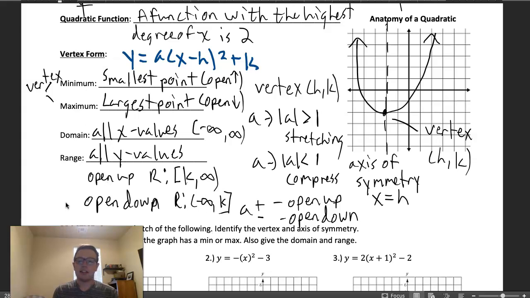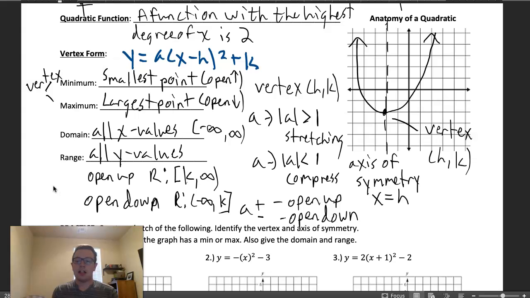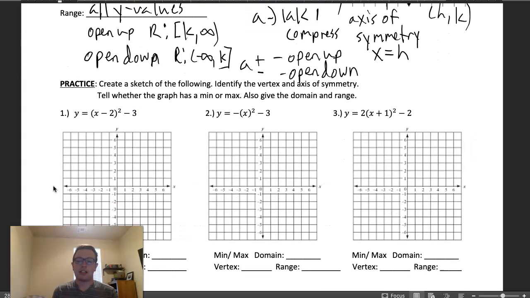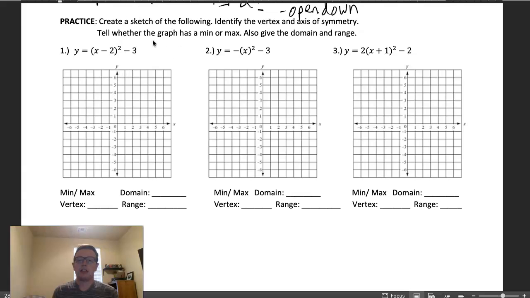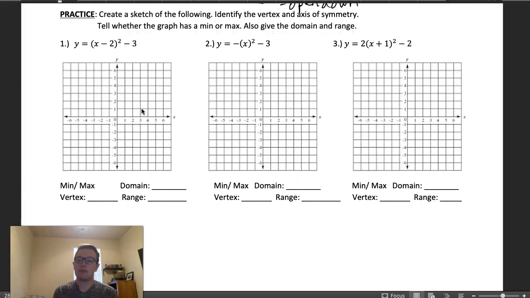Take a minute to write this all down. Then we're going to try practicing and applying this. We're going to try to create a sketch of each of the following. We're trying to identify the vertex and the axis of symmetry, tell whether the graph has a minimum or a maximum, and find the domain and range. So starting with this one, we have y is equal to (x minus 2) squared minus 3.